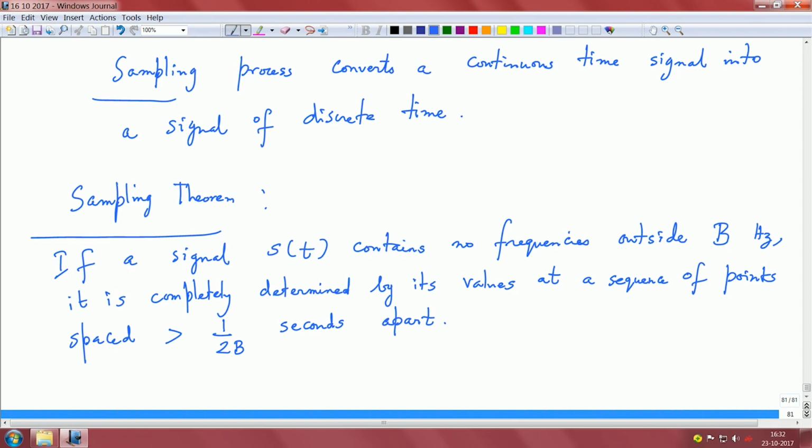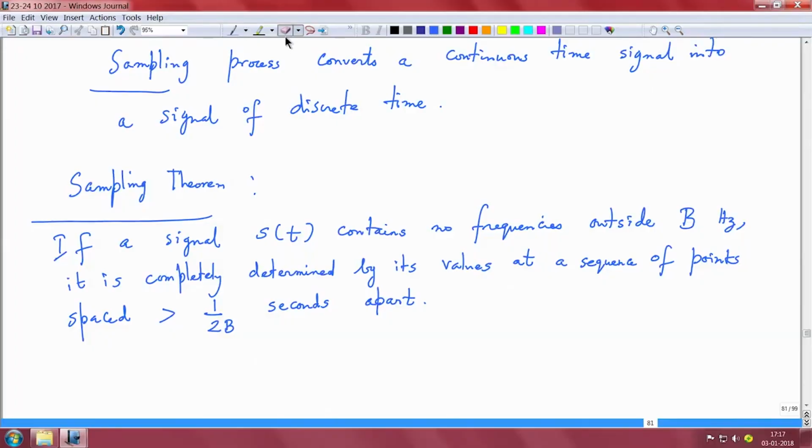That means for a given sampling rate Fs, perfect reconstruction is guaranteed for bandwidth capital B, which is strictly less than Fs upon 2, right. If Fs is your sampling rate, then perfect reconstruction is guaranteed if your bandwidth B is less than Fs upon 2, right. So, here it is determined by its values at a sequence of points spaced less than 1/2B seconds apart, because this is in time, right. In frequency it is greater, in time it is less.